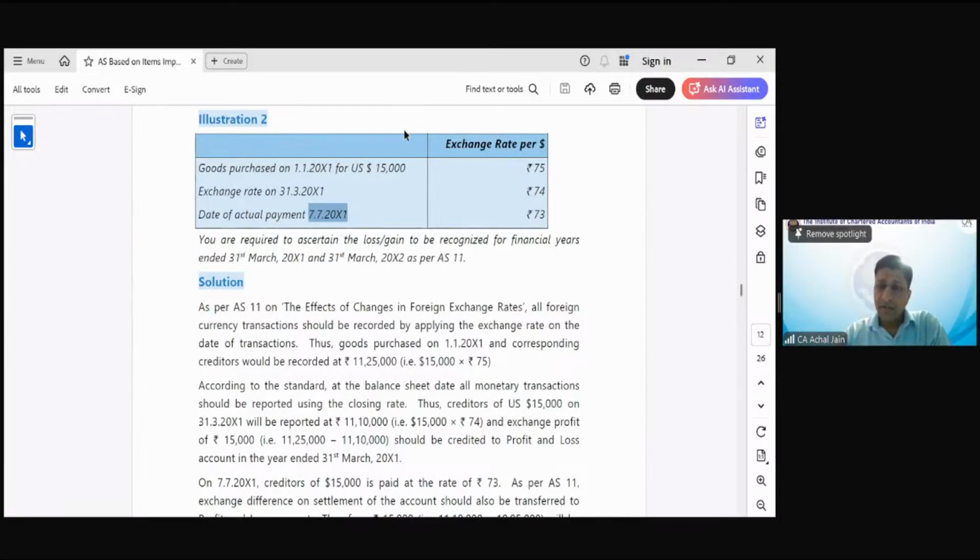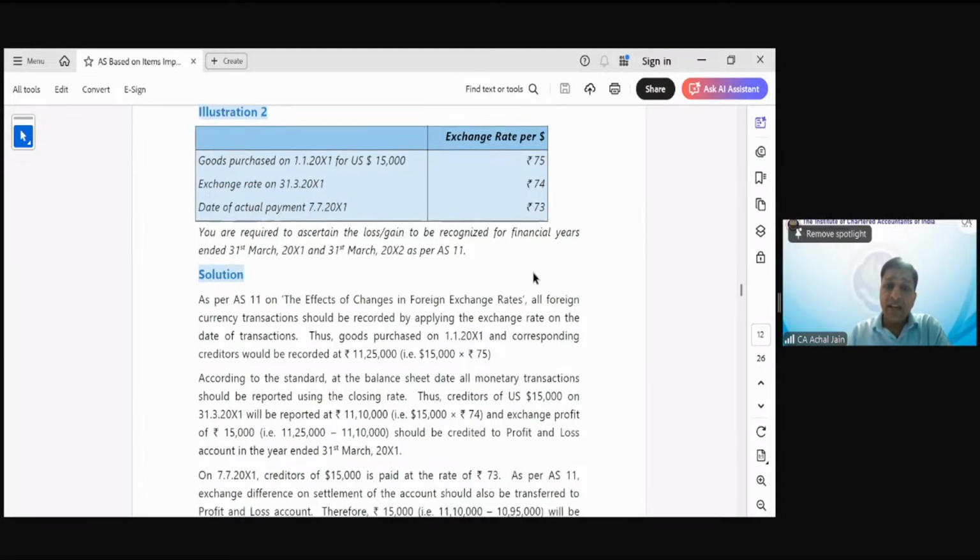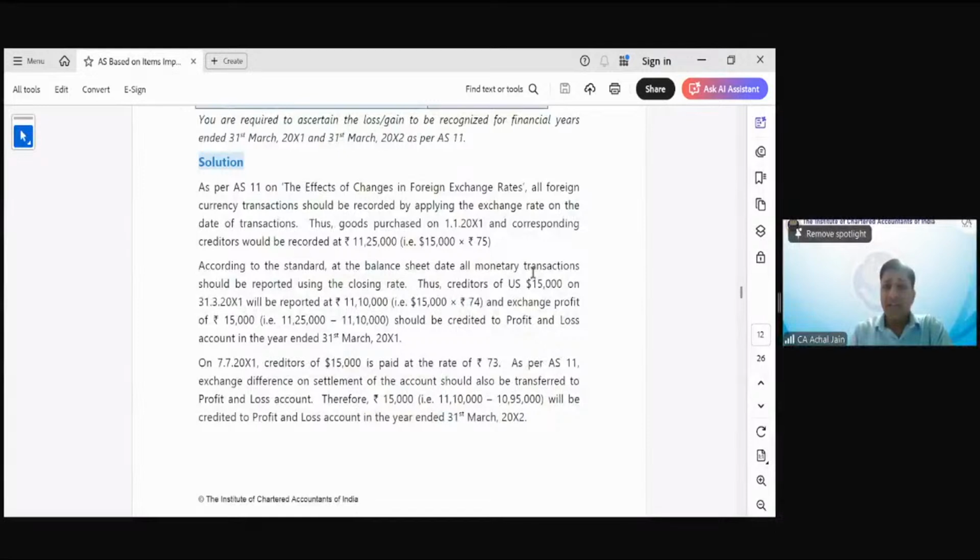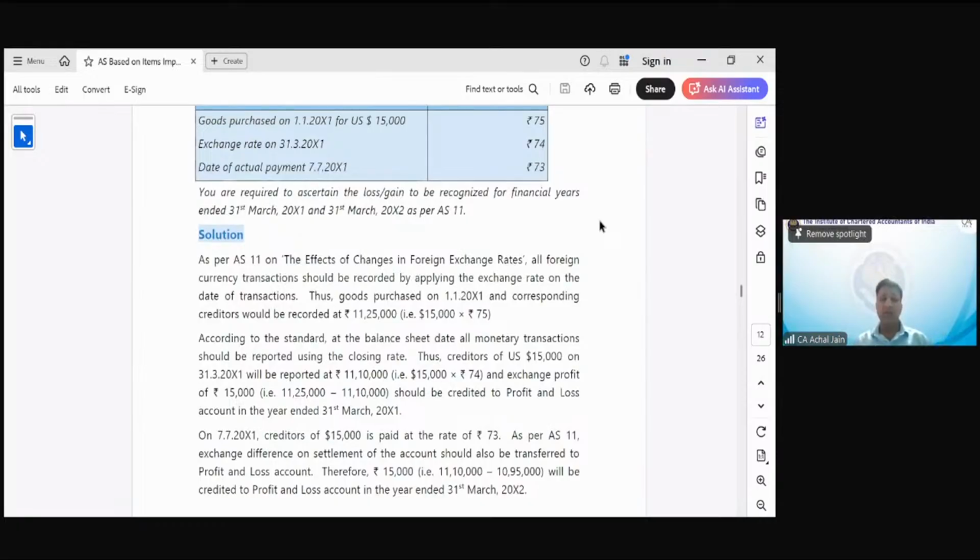Correct? So now, when you settle this liability, which is appearing in your books at 74, again there will be a gain. Yes or no? Because you will make the payment at 73. Your liability is appearing at 74. So this differential again will go to gain. And what do you call this gain? Again, the same thing. Foreign exchange gain. Clear?